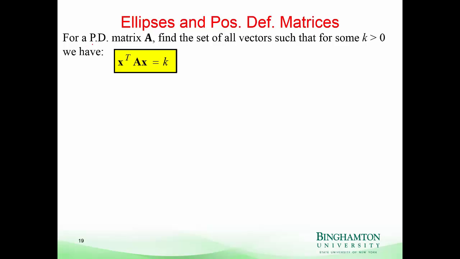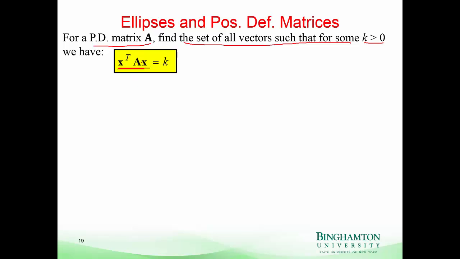So if you've got a positive definite matrix A, and you find the set of all vectors x such that for some k greater than 0, we have the following. So in other words, we're setting an equation now. We're saying, for positive definite, we know that this thing will always be greater than or equal to 0 for every x that's not equal to 0.